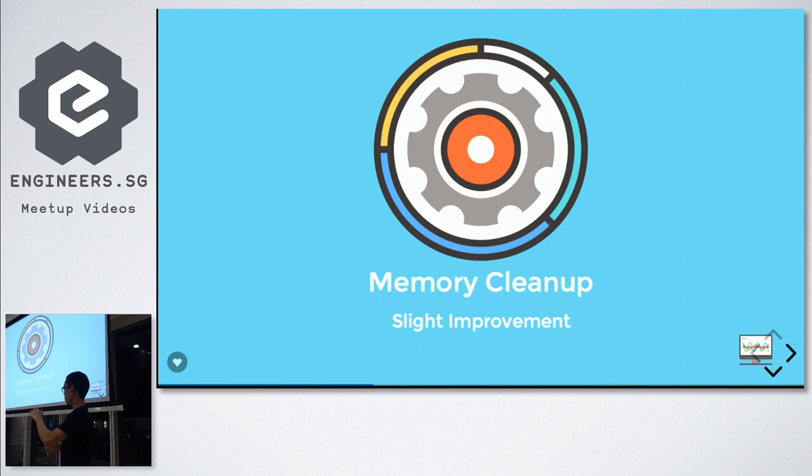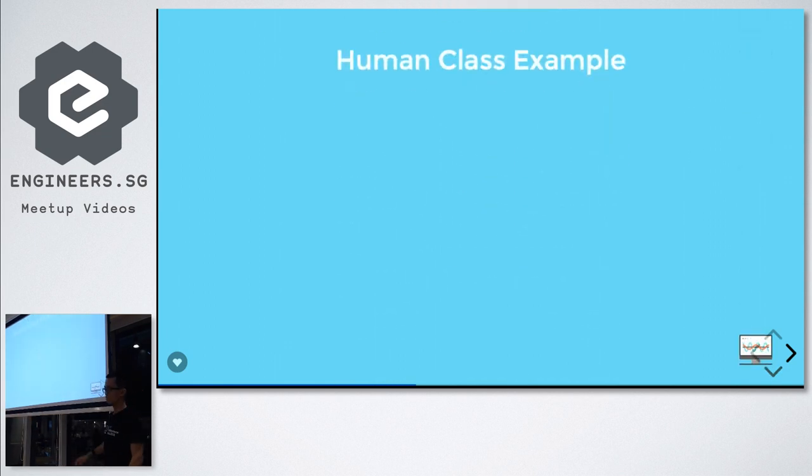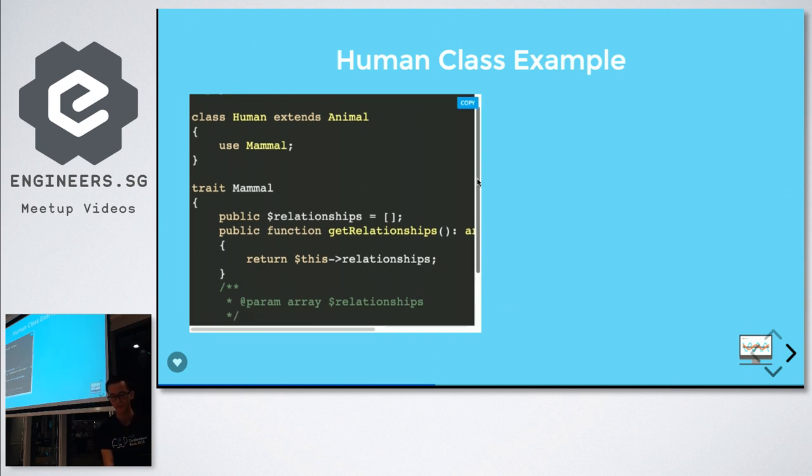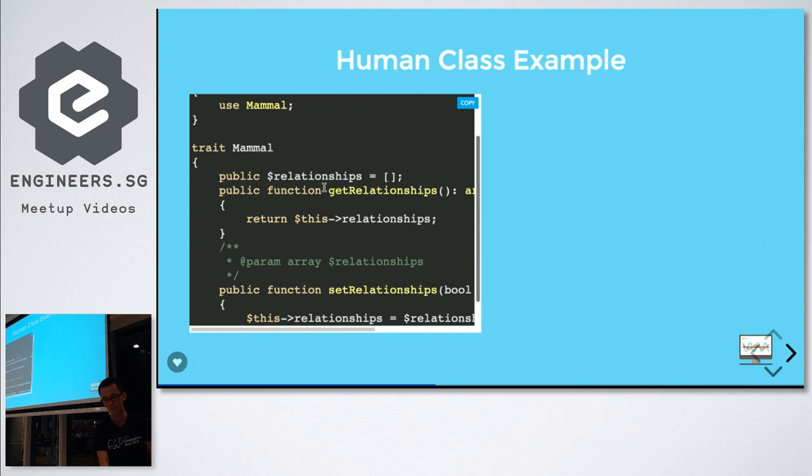So when you have a class, let me just show you a diagram of a human class. For example, a human class, taking apart not just Laravel. So you have a typical human class down here. Human extends animal. So the base class is an animal and uses a trait called mammal. So you have this trait called mammal, and in this trait, you have relationships. So everyone is familiar with traits and classes? Anyone not very clear with traits?